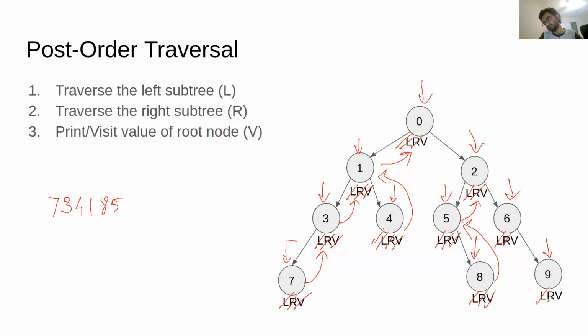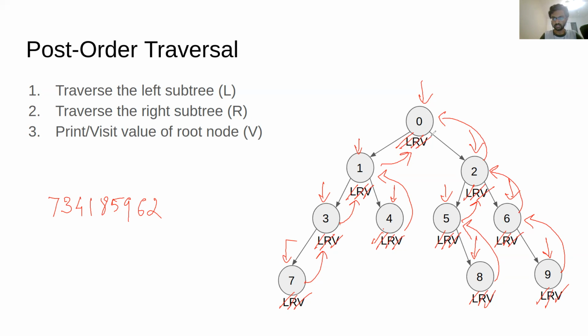Do we have a right subtree of 9? No. So we visit 9. So the output is 9. We go back to the parent of 9. We say we haven't visited 6. So we print 6. We go back to the parent of 6, which is 2. We haven't visited 2 yet. So it's 2 output. Then we go back to the parent of 2, which is 0.